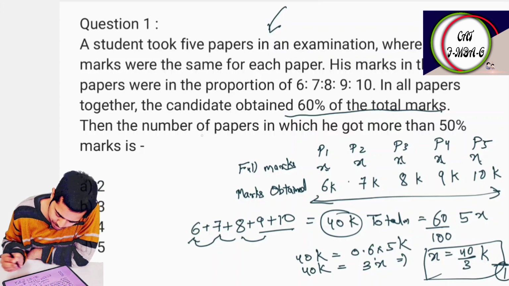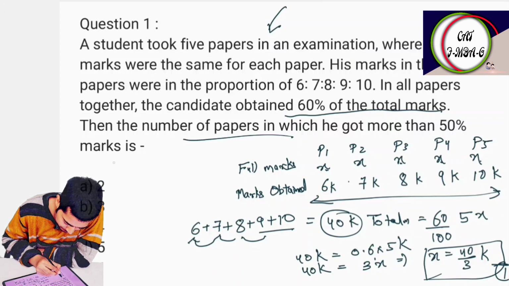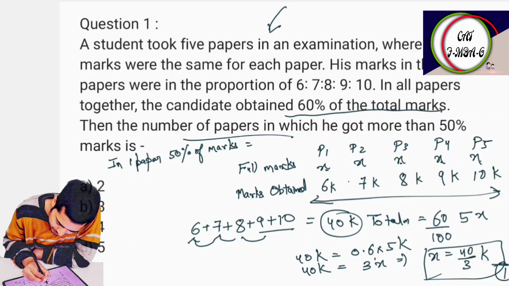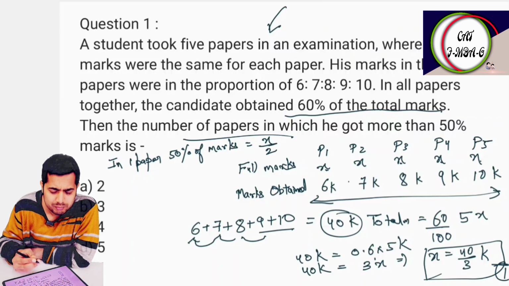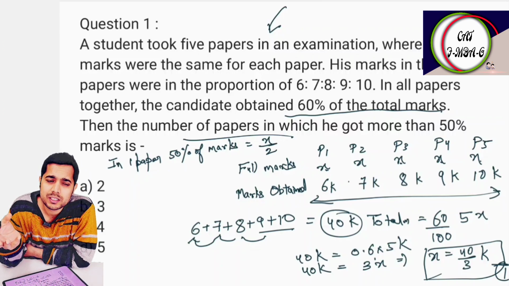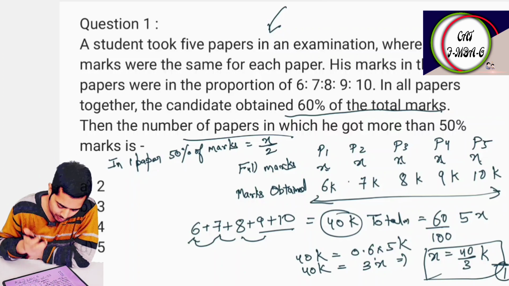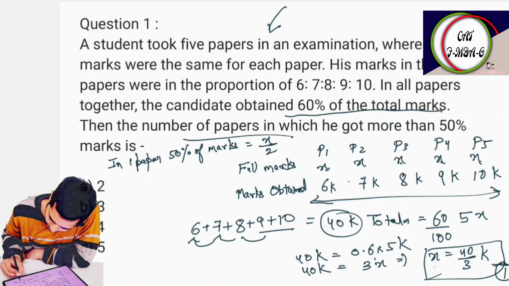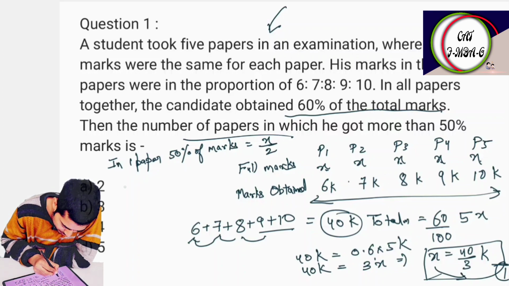Okay, in each paper. So in one paper, 50% of marks is equal to x by 2. Simple. Let us say maximum marks is 100, so 50% is 50, that is 100 by 2. So the marks should be greater than x by 2. Here, you can take x as 40 by 3k. So 40 by 3k into 1 by 2 is equal to 20 by 3k.